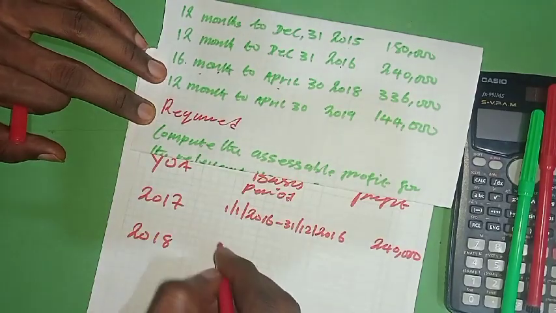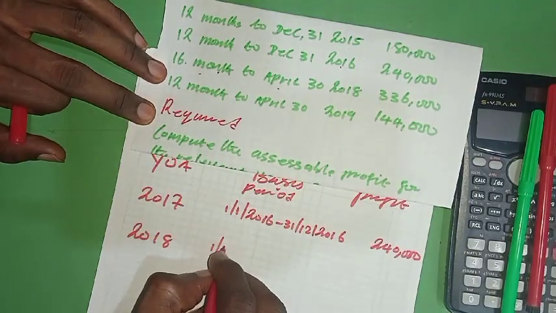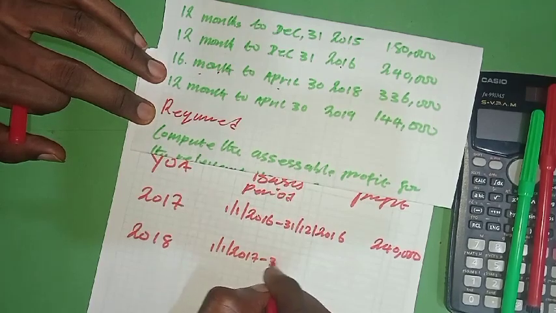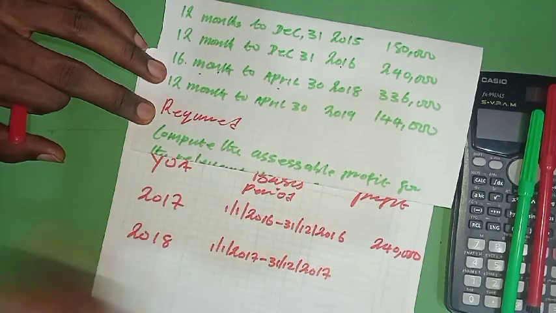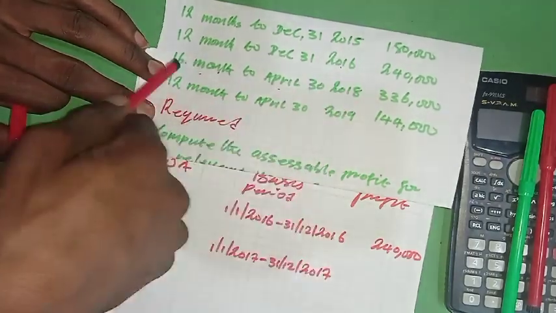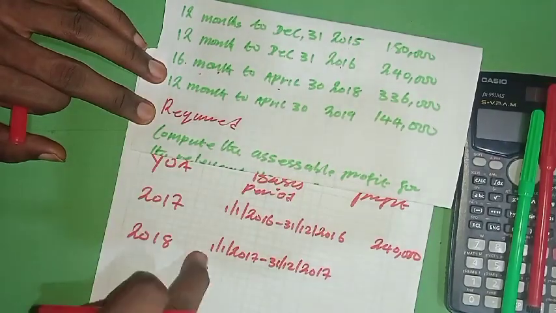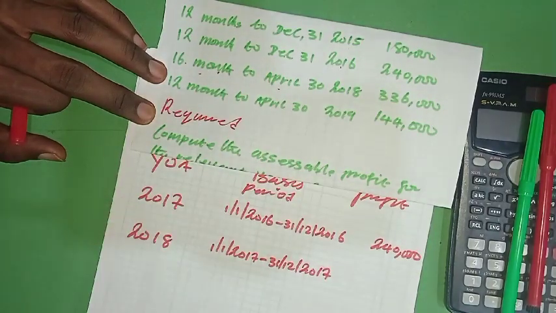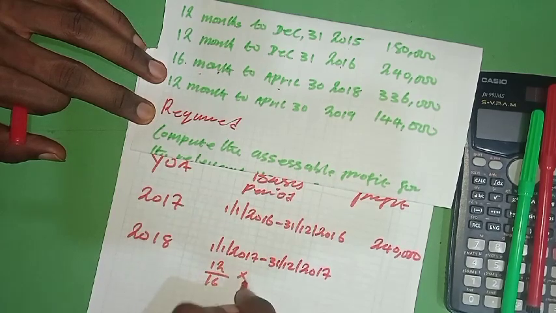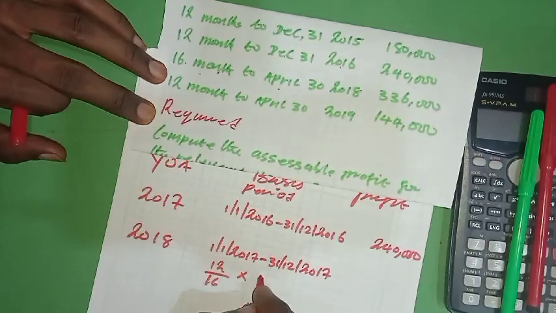And what we are looking for, 1st January 2017 to 31st December 2017. And this month is what is embedded in this month. So from 1st to December is how many months? 12 months. So we're going to say 12 over 16 times 36.